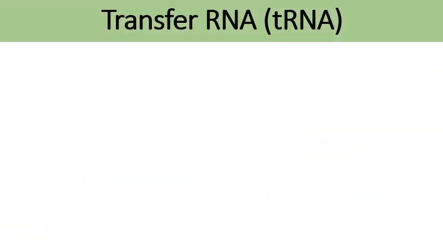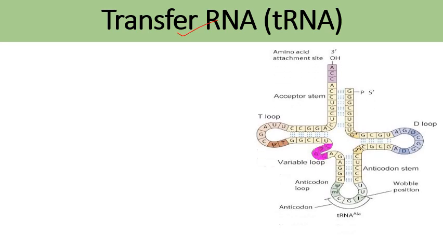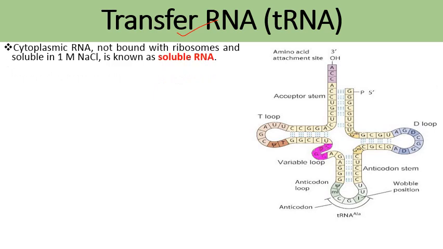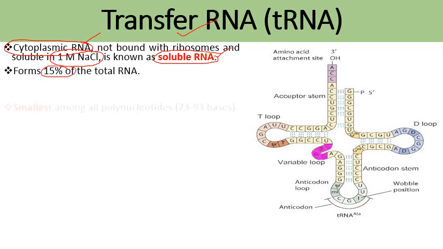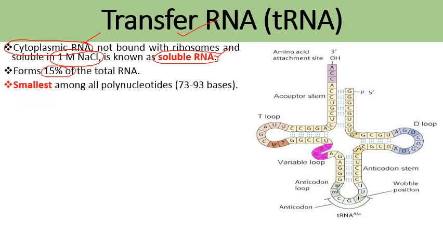Next comes the third type of RNA, that is transfer RNA, abbreviated as tRNA. It is also known as adapter molecule or soluble RNA. This is a cytoplasmic RNA, means it is found in cytoplasm and not bound with ribosome, and is soluble in 1 molar NaCl solution. So that's why it is also known as soluble RNA and is the smallest RNA among all the types of RNAs. It forms about 15% of total RNA. And it is smallest among all the polynucleotides, that is 73 to 93 bases.